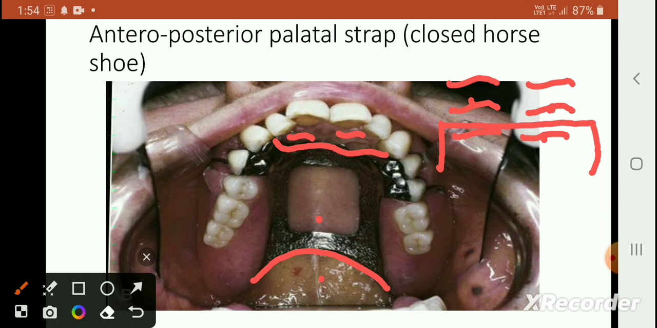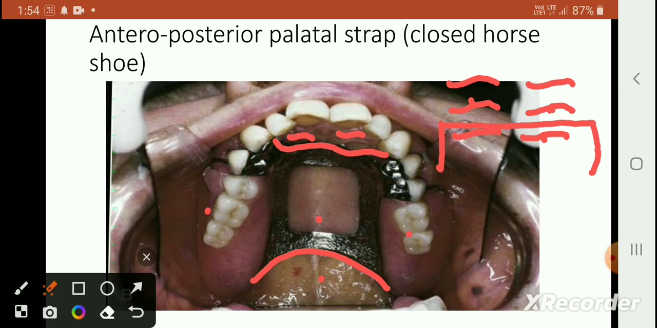And what are the indications of the anterior posterior palatal strap? It is indicated in case of Kennedy's class 1 and class 2 arches. What is Kennedy's class 1? Kennedy's class 1 is a bilateral edentulous area which is located posterior to the remaining natural teeth. And class 2 is a unilateral edentulous area located posterior to the remaining natural teeth.